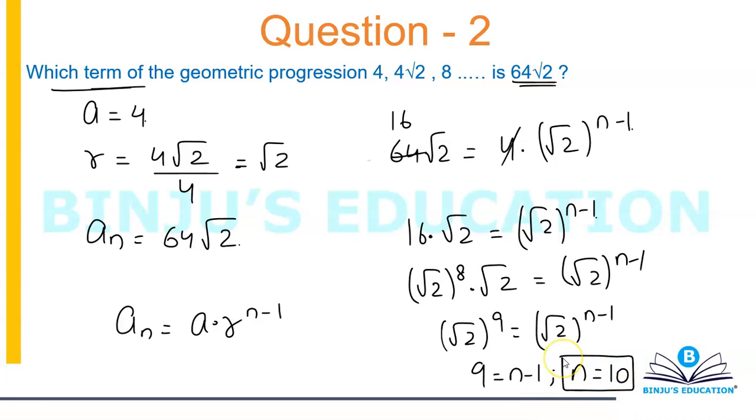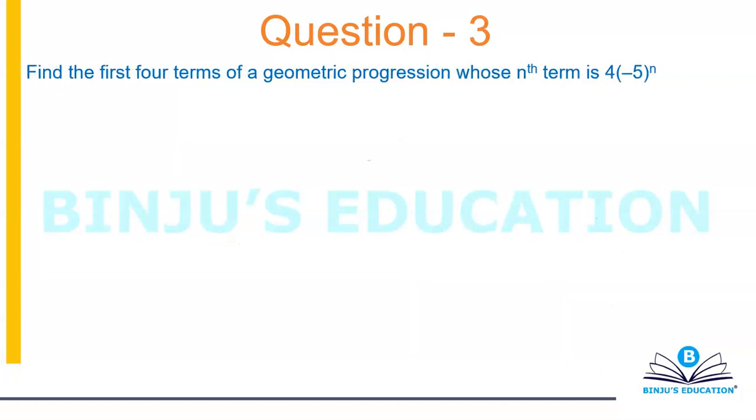So 64 root 2 is the 10th term. It is the 10th term of this geometric progression, and that's your answer. Easy question, simply use the relationship, nothing else is required. Alright, so pause the video and try question number 3, please.